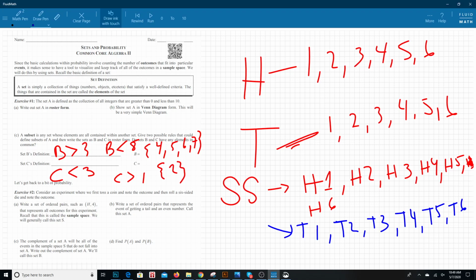So part B says write a set of ordered pairs that represent the event of getting a tail and an even number. We call this set A. We'll do it in roster format. It's a tail and an even number, so we can get T2, we can get T4, or we can get T6.